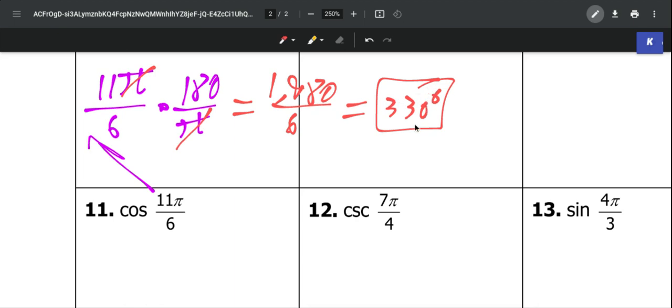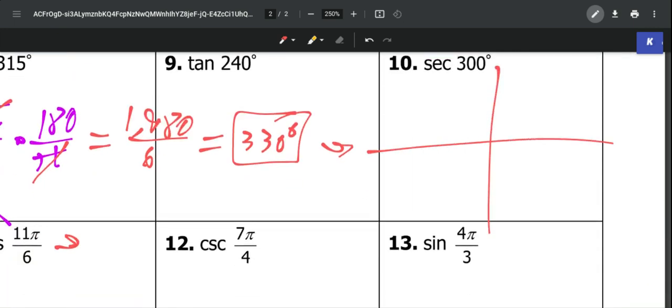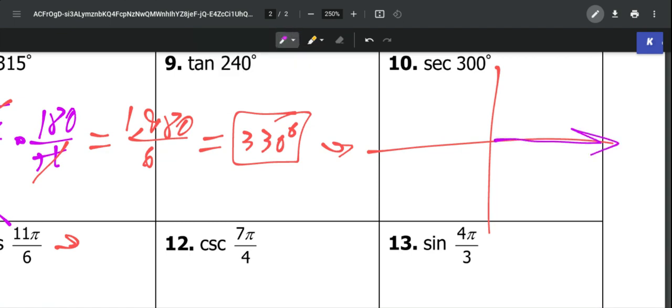So the reason I like changing it to degrees is because it helps me find my reference angle easier, because we need a reference angle for this. So if we were to graph this, it would look something like this. I'll just give you the sketch real quick just so you could see it. We would have an initial side here. It would go all the way around to like right there.